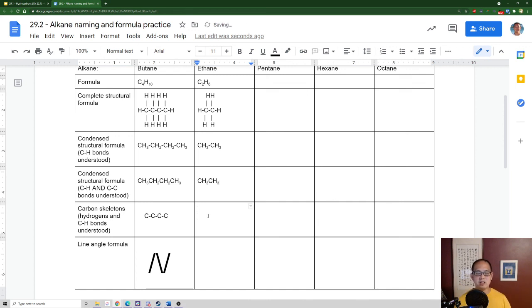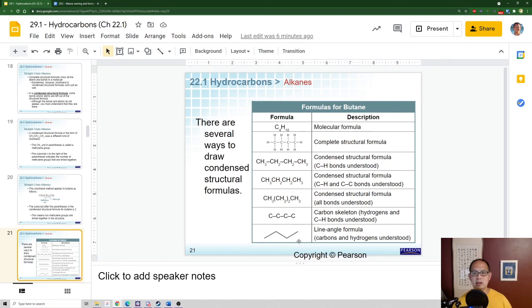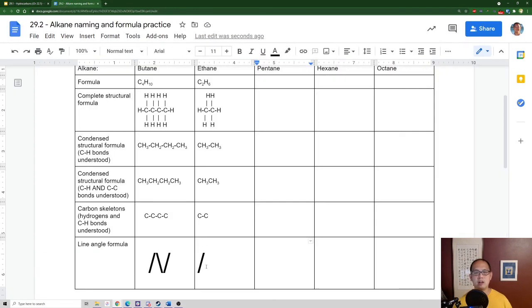Carbon skeletons: I don't write any of the hydrogens in. It would just be CC. And then for the line angle formula, what I'm using is actually the slashes. Like I said, this would be extra credit. I made the font size huge, like 48, and then I can just put a slash in here, and that is kind of like the line that you're drawing. I couldn't figure out how to actually draw it, so I just use these backslashes. If you look at C4H10, you see 1, 2, 3, 4 vertices, and this one has 2. Don't worry about the line angle formula if you have trouble doing that.